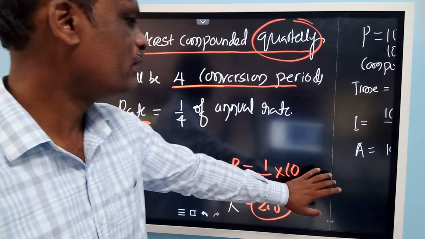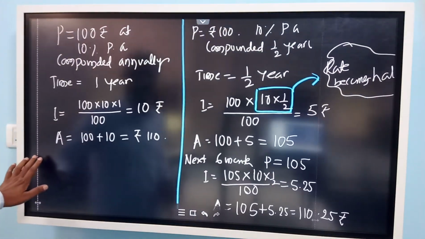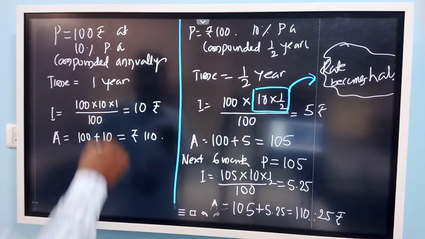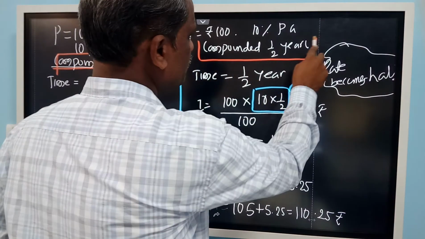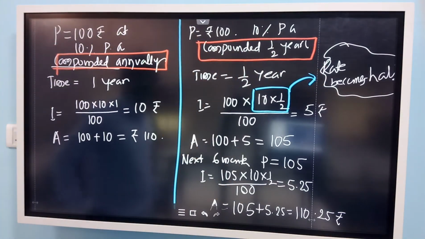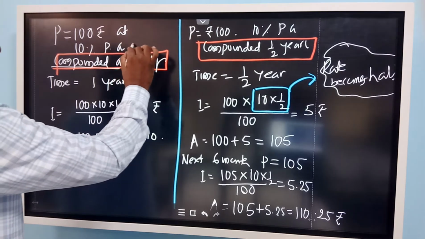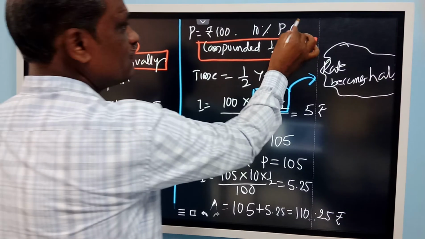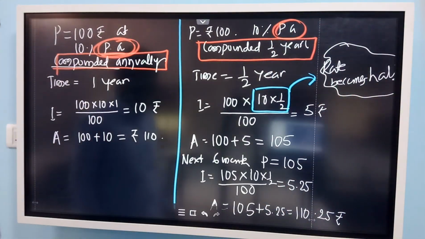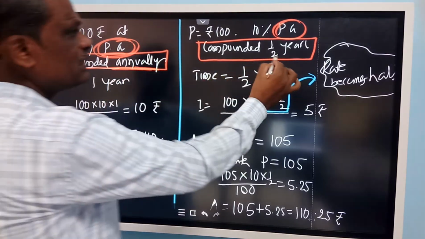Now another important point. Look at this. One example here. This is compounded annually, compounded half yearly. Let us distinguish between half yearly and annually. Principal value I have taken 100 rupees. Rate of interest 10% per annum. This word is important: per annum. Is it clear? But in this example, it is compounded annually.